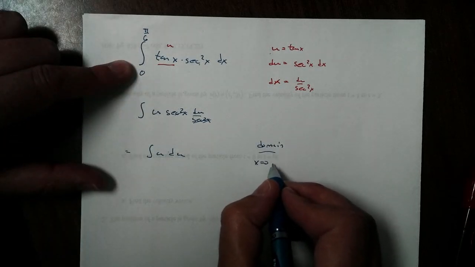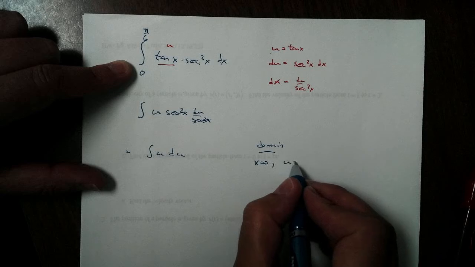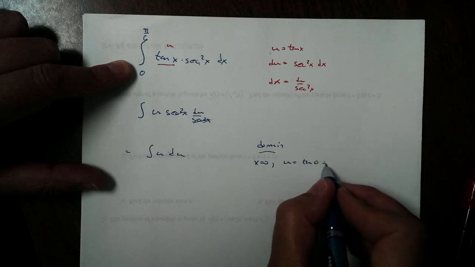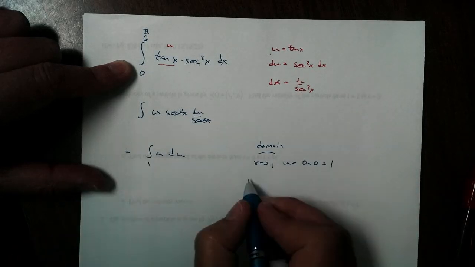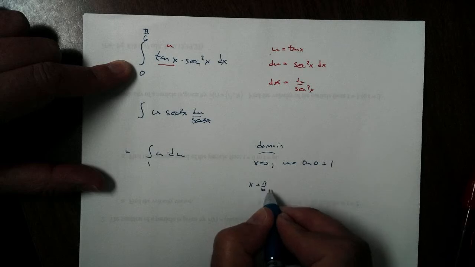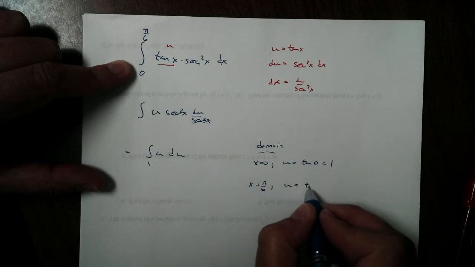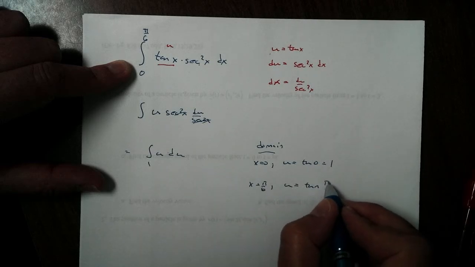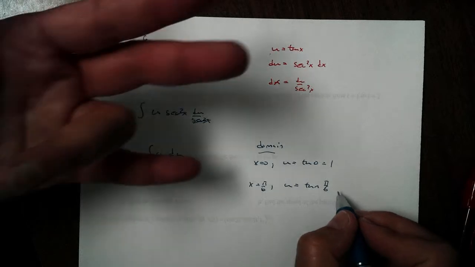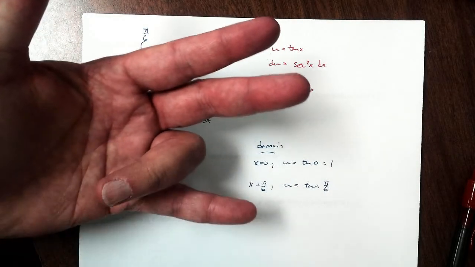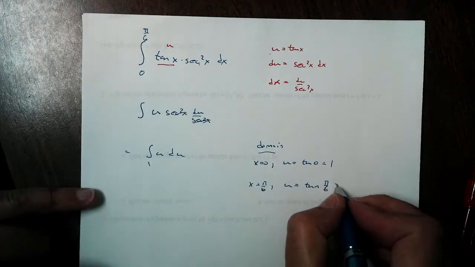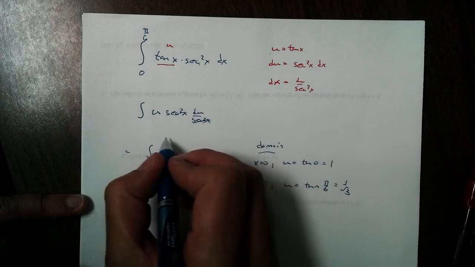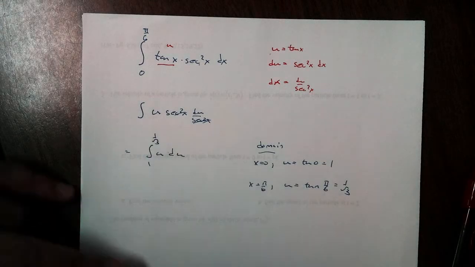When x is 0, u is tangent of 0, which is 0. So I'll put my 0 down there. When x is pi over 6, u is the tangent of pi over 6. Oh no, I forget what that is. So there's my pi over 6 right there. The tangent, I flip it. It's just 1 over root 3. So I go 1 over root 3.